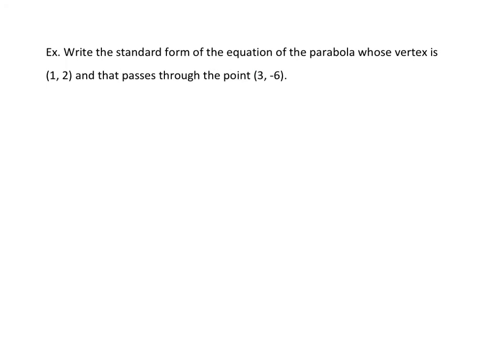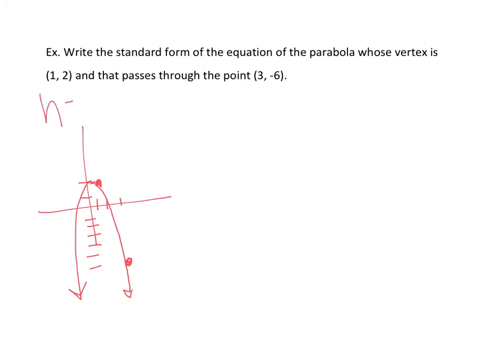A little bit more difficult one. Write the standard form of the equation of the parabola whose vertex is (1, 2) and passes through the point (3, negative 6). Okay, so if that's my vertex, this parabola must be opening down. I know that my h is 1, my k is 2. That comes from my vertex (h, k). This is just a random point, (x, y).